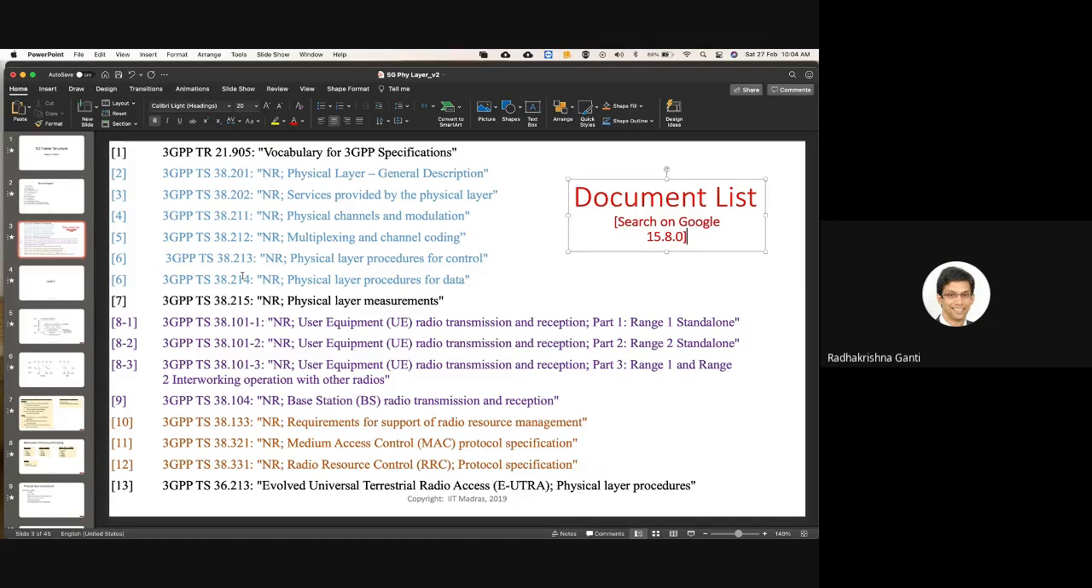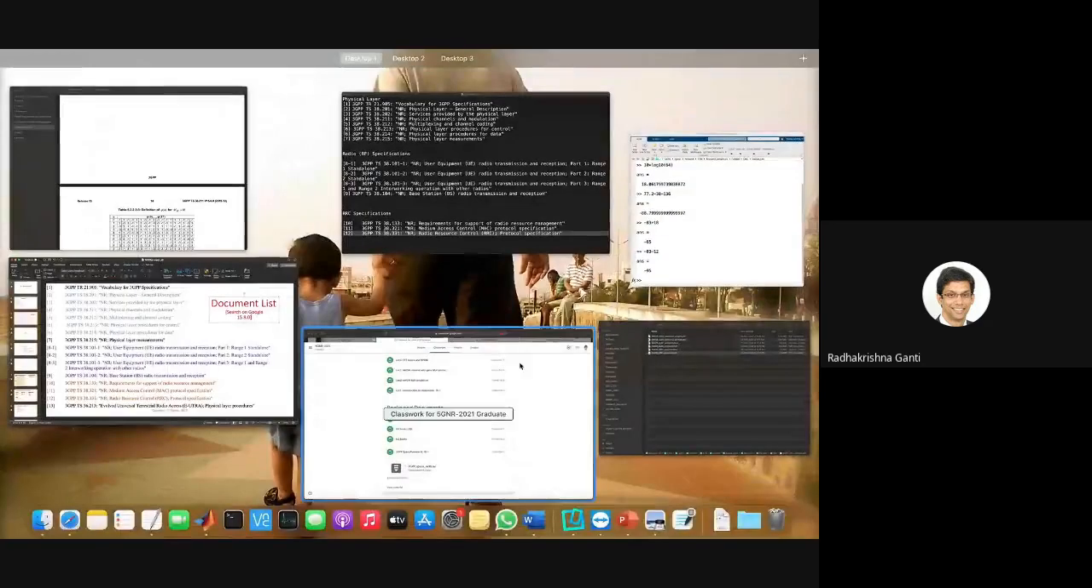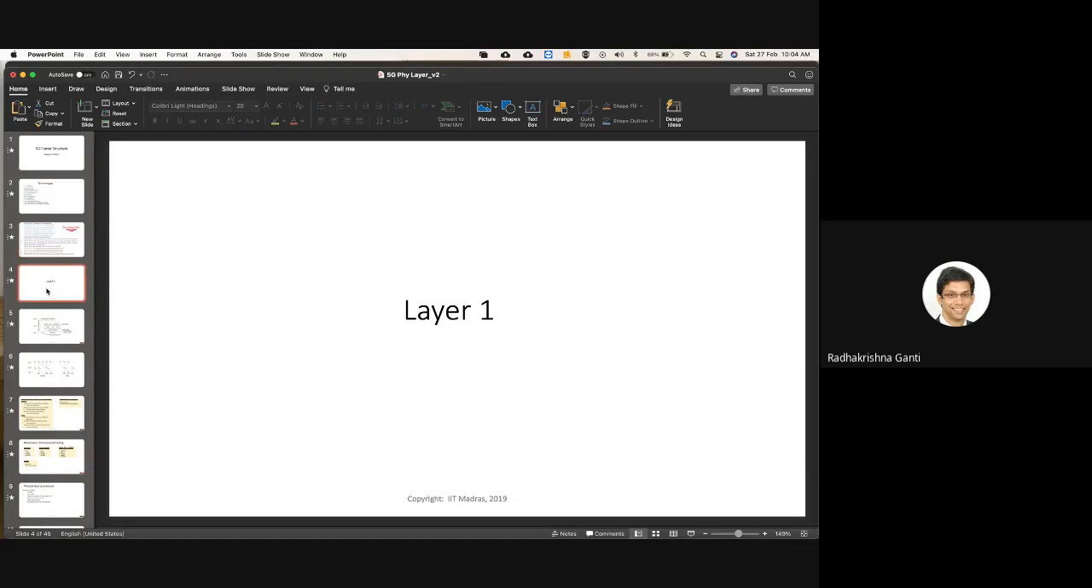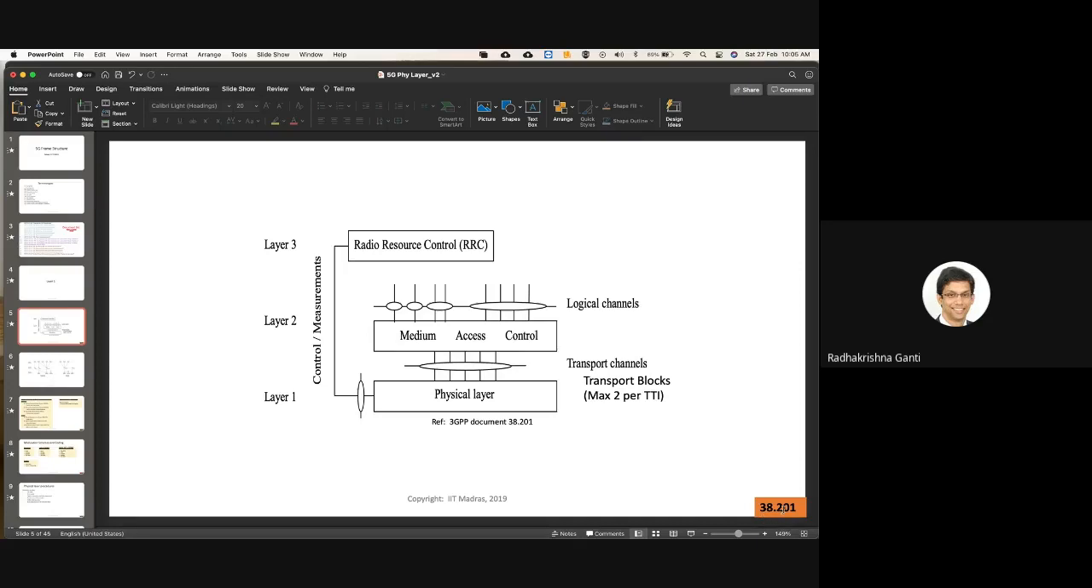So the next. In this course, I'm going to focus mainly on the radio part of the network. I'm going to teach a little bit about the MAC and RRC later. RRC we will use quite a bit in this class, but our focus is mainly the physical layer. The first document in the physical layer is 38.201. Let's open 38.201 and start understanding how the document looks.